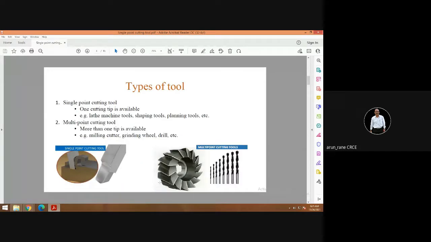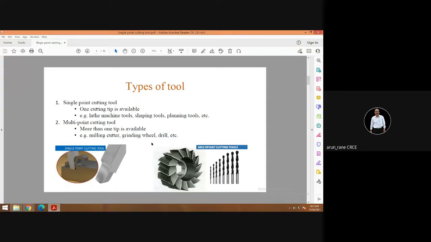So single point cutting tool means it has one cutting edge. This is what is called the cutting edge. This is your single point tool. And multi point tool means it has many cutting edges, like this tool. Similarly, a drill will also come under the category of multi-point cutting tool. If there is more than one cutting edge, that means it is a multi-point cutting tool. Your milling cutter, your grinding wheel, and drills all come under the category of multi-point cutting tool.